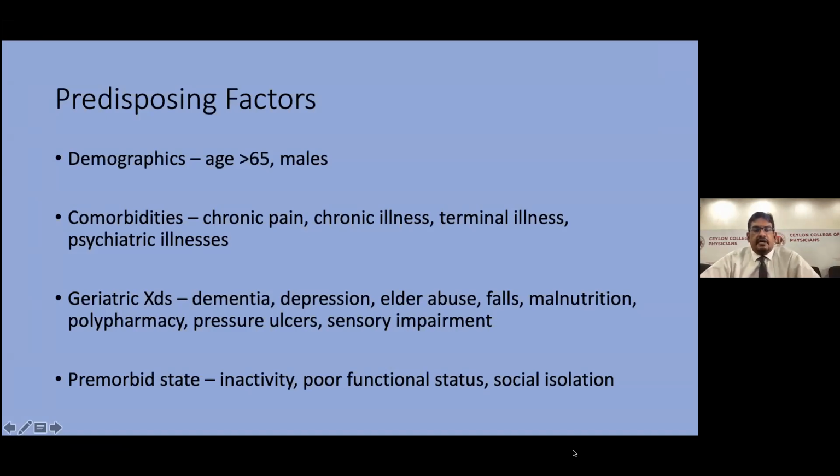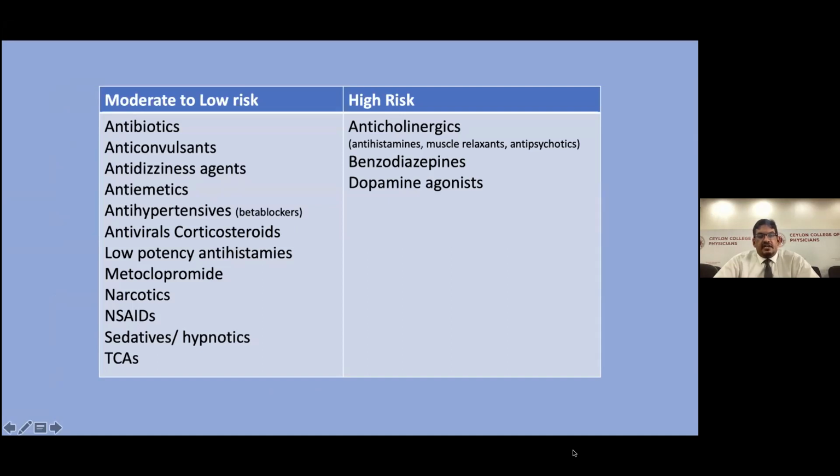Other predisposing factors include advanced age, being male, having a terminal illness, we spoke of this, and then the geriatric giants like dementia, depression, polypharmacy, ulcers, sensory impairments, and in particular the pre-morbid states like being a person who is inactive, being in one place, being bedbound, who has a poor functional status, and has social isolation. So these are some of the medications that can cause delirium, especially the anticonvulsants, the antihypertensives like beta blockers and calcium channel blockers, certain antihistamines, sedatives, tricyclic agents, anticholinergics, which have higher risk, especially the antipsychotics, the dementia drugs that are commenced on patients, benzodiazepines, and dopamine agonists.